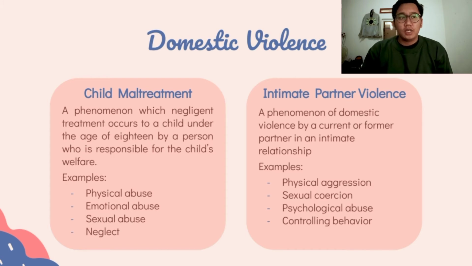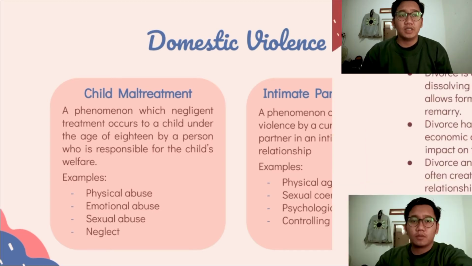The second one is intimate partner violence. It is a phenomenon of domestic violence by a current or former partner in an intimate relationship. Any behavior within an intimate relationship that results in physical, psychological, or sexual harm, such as physical aggression, sexual coercion, psychological abuse, and controlling behavior, can be considered intimate partner violence.